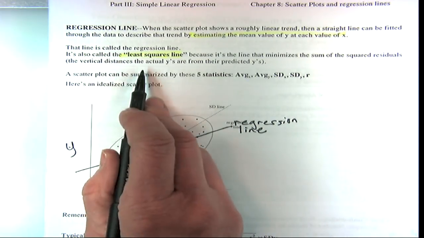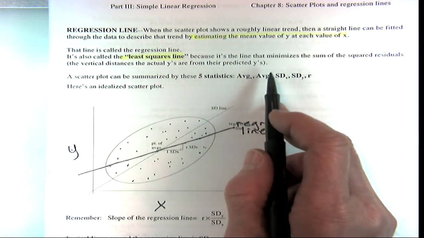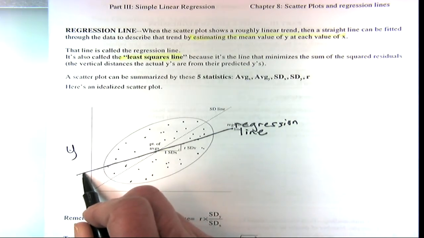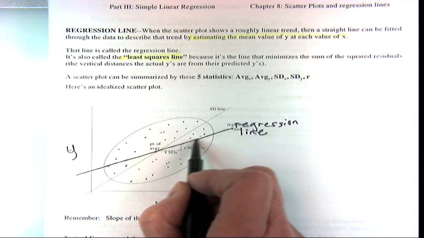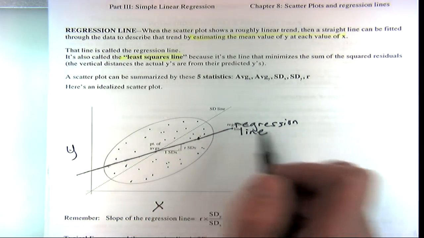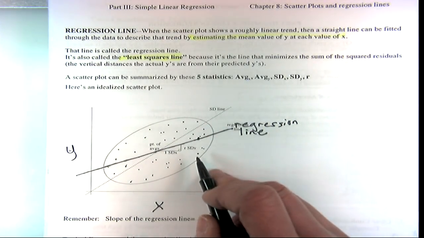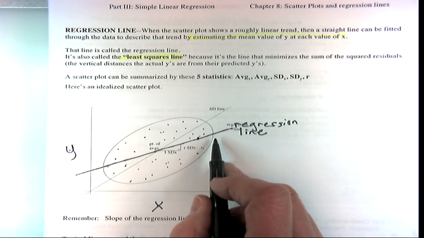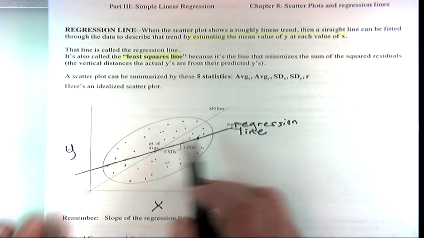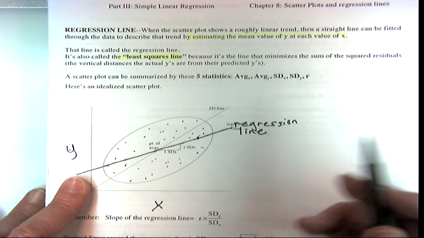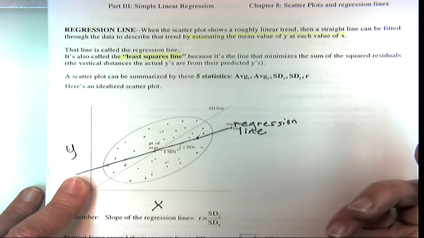The vertical distance is how far the actual y's are from the predicted y's. The predicted y's are along this line, and some people might fall on the line, like this point falls right on the line and has an error of 0, but everyone else has either a positive or negative error. And so we're picking the line that minimizes the sum of those errors. That's why it's called the least squares line.